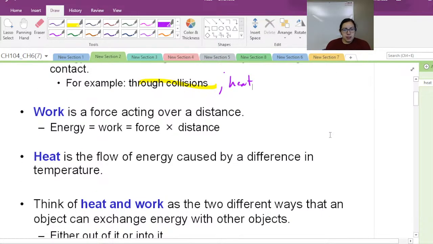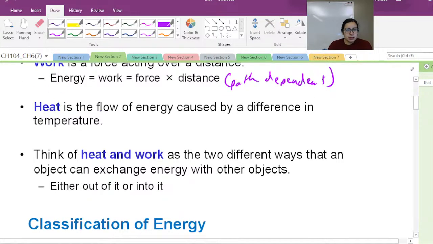And then work, if you haven't taken physics, at least this is a basic definition of work. It's force acting over a distance, and you can correlate the energy that is needed to perform that work. And so we could also say that this is path dependent. And again, like I said, we'll be looking at heat in this chapter as well, so looking at that flow of energy caused by the difference in temperature.